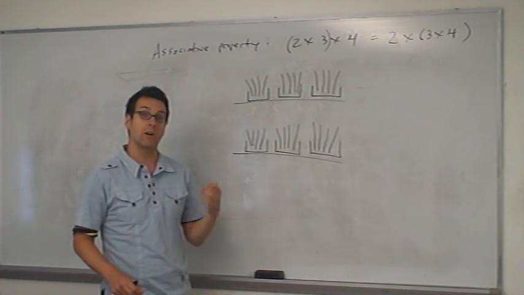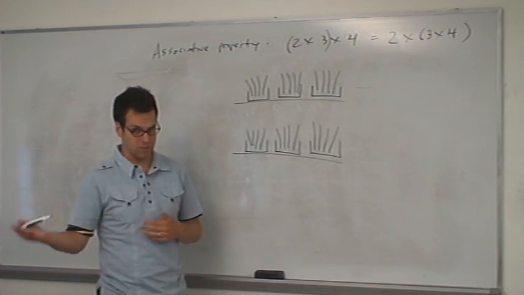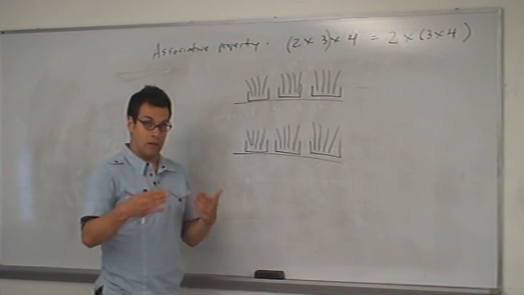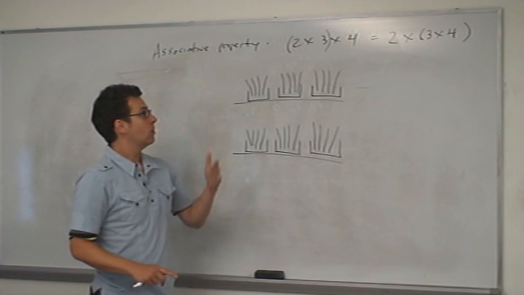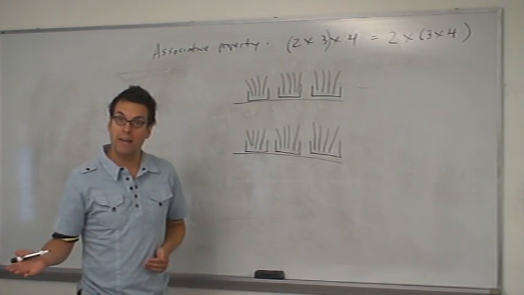Because there are 2 times 3 or 6 total boxes. In each box there are 4 flowers. 6 times 4 gives us our 24 total flowers. So if we count flowers in that way, meaning boxes first and then flowers, we get the arithmetic on the left-hand side. But that's not the only way to count the flowers, right?